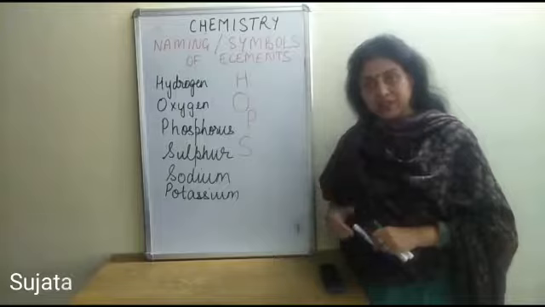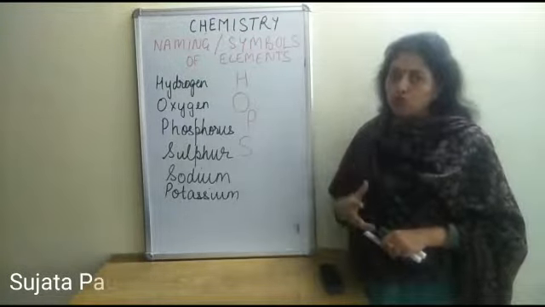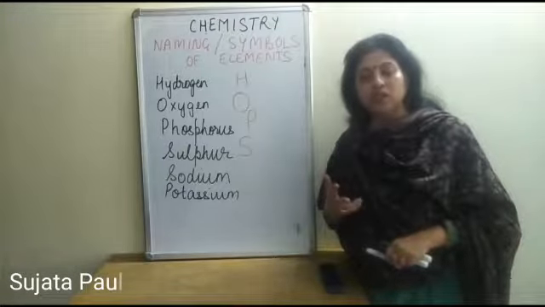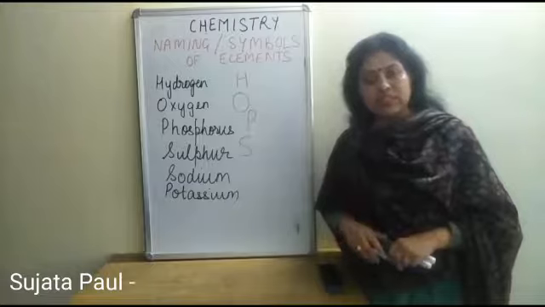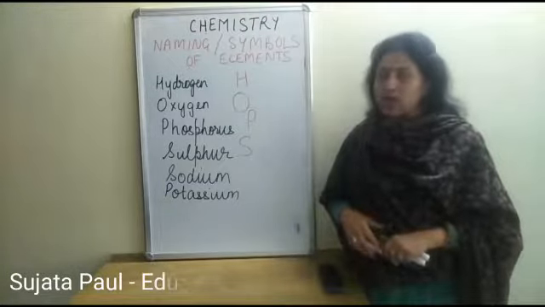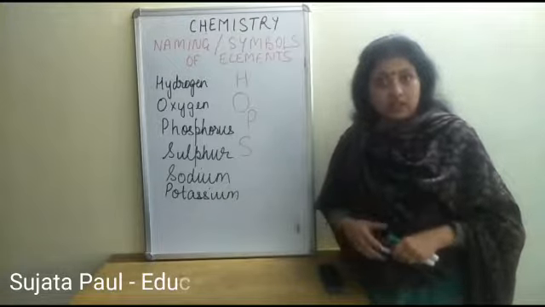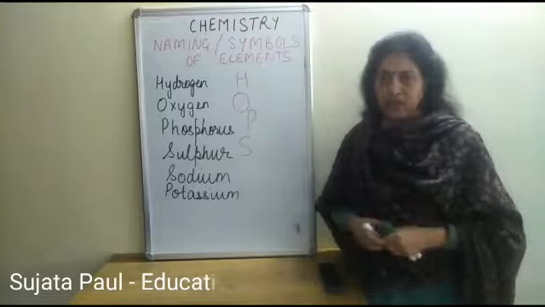Let us now talk about naming and symbols of elements. How are symbols of elements derived? How are they written? As far as the naming is concerned, you know that some of the names sound rather strange, and they are actually so because they have been derived from Latin and Greek names of these elements. They are the Latin and Greek names which we have been using.